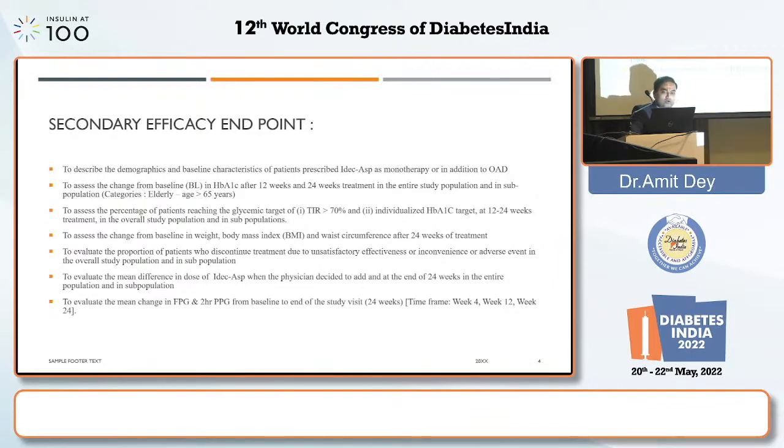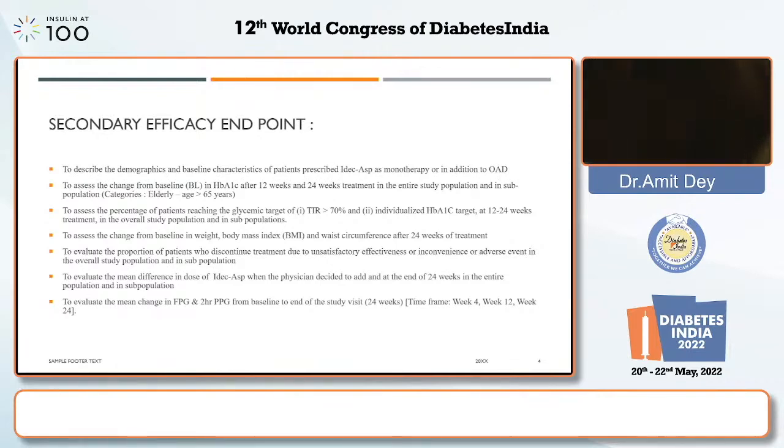And also we're going to look at whether the patient is achieving the individualized A1C target. And why we haven't kept a figure here is because you'll be having different subcategories of patients, and their individualized A1C targets will be there, at 12 to 24 weeks of treatment in the overall study population as well as in the subpopulation. Then we can also get an understanding about their anthropometric changes. So we can look at the change in their weight, BMI, and waist circumference. You can take one reading at the baseline at week 0, and then another reading at week 24, at the end of 6 months.